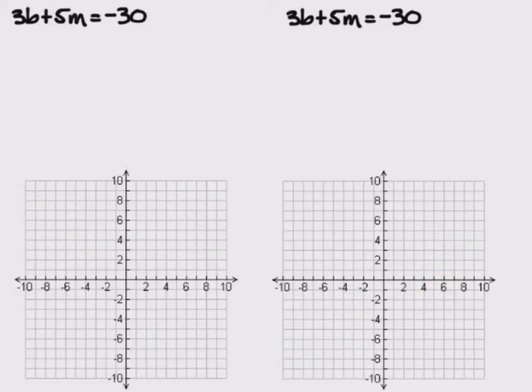And for our last example, here's an equation that's not in slope-intercept form. So of course, let's put it in slope-intercept form, and then it'll be much easier to graph. And why don't you try one with b being the dependent variable, and one with m being the dependent variable.